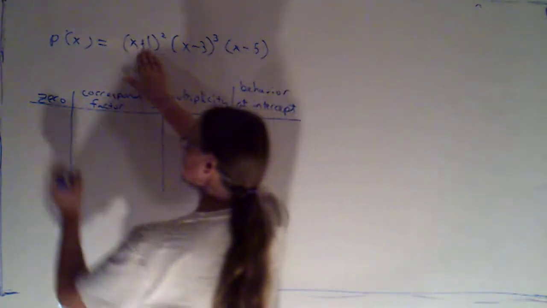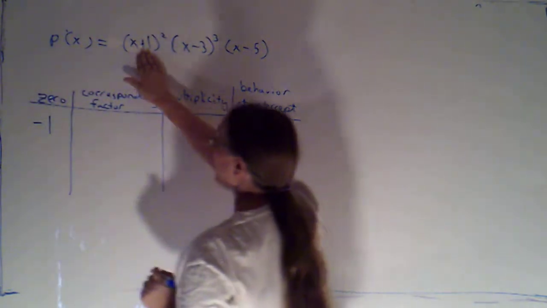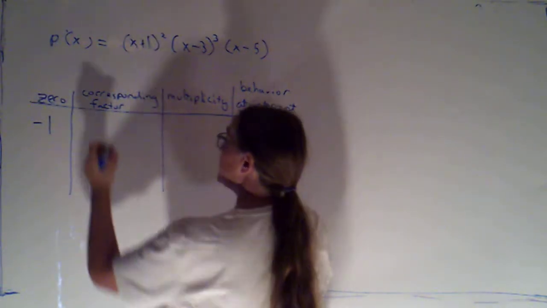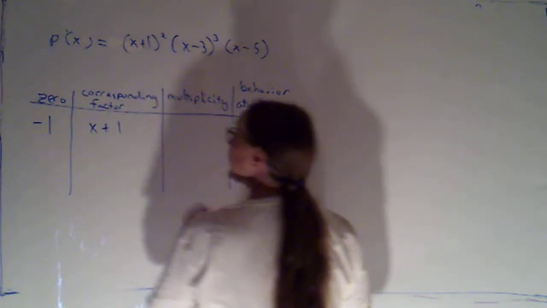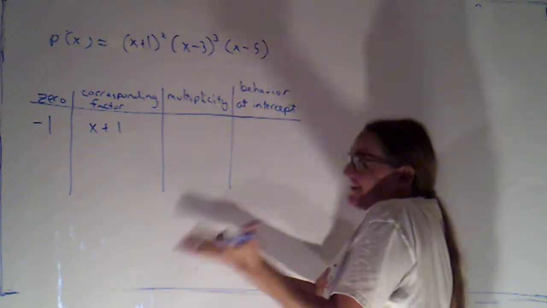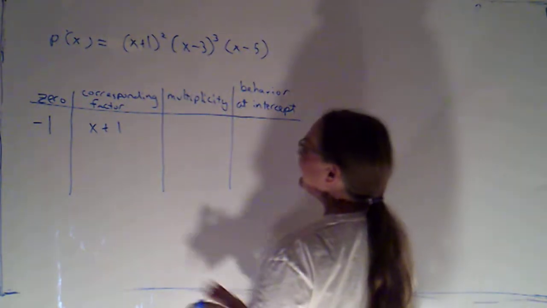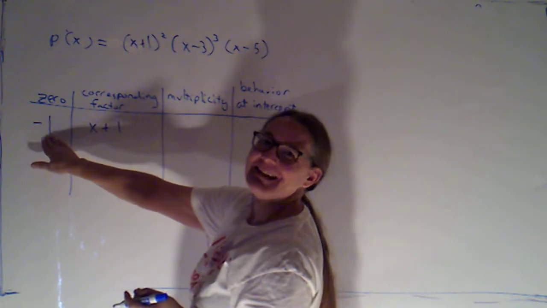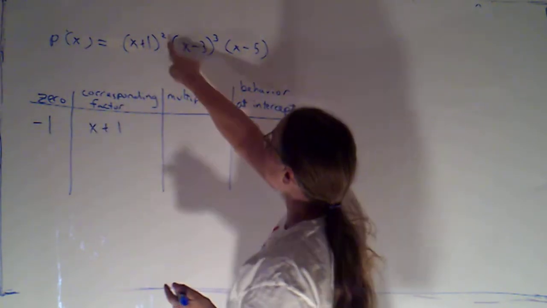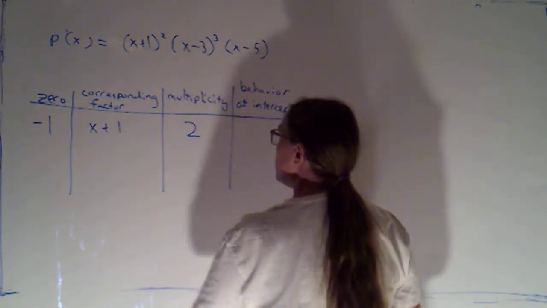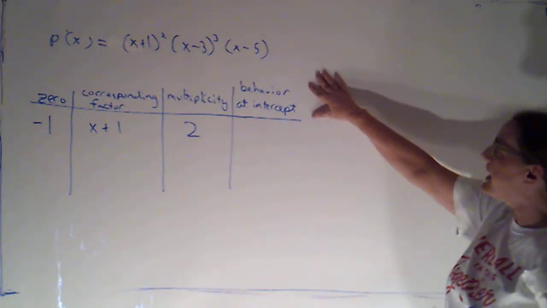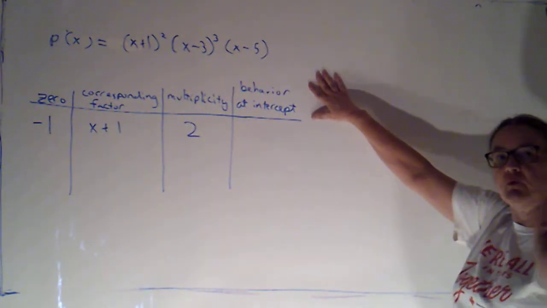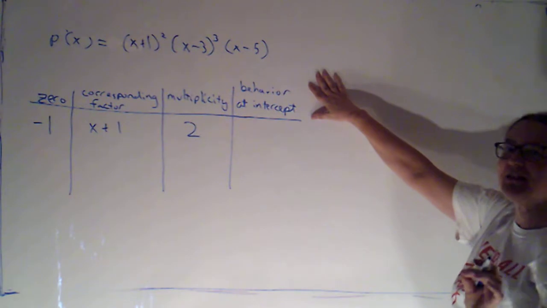So the number that would make this factor 0 would be -1. The factor that goes with that is x plus 1. That's the factor I just set equal to 0 to get that. And that's also x minus -1. The multiplicity is 2. And so now I'm just saying, what's the behavior at the intercept? Do we cross the axis or do we touch it?